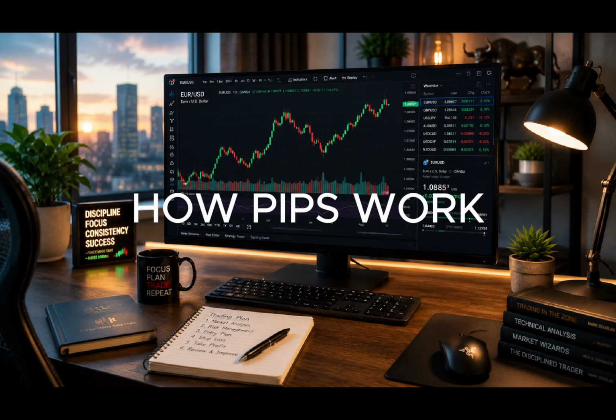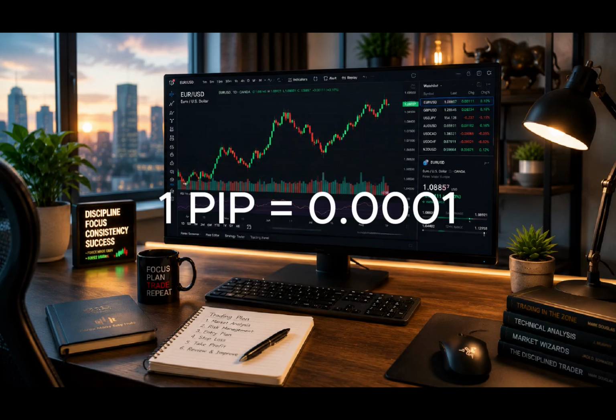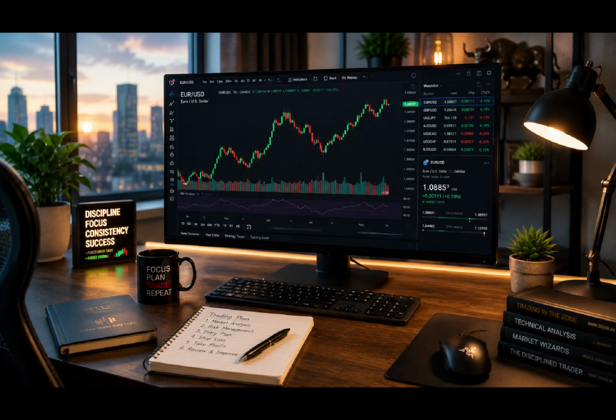How pips work. For most currency pairs, 1 pip is equal to 0.0001, which is the fourth number after the decimal point. Suppose a currency pair exchange rate is 1.1000. A few minutes later, the price changes to 1.1001. The market has moved by 1 pip. If the price moves from 1.1000 to 1.1010, the market has moved by 10 pips.